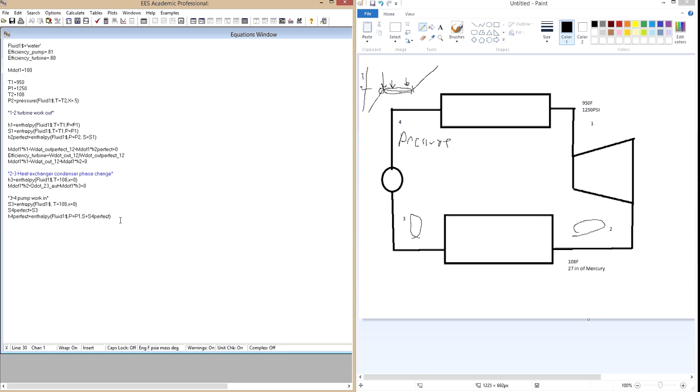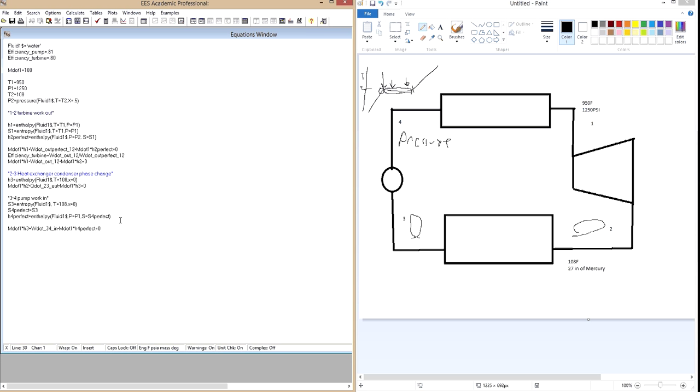I'm going to put a little space. I like to leave a little space between my declared variables in my equation. M dot 1 times H3. This time I'm going to put work in, so plus W dot 23, nope, not 23. I'm doing state 3 to 4 now. Then minus M dot 1 times H4, but it's not really H4, it's H4 perfect.